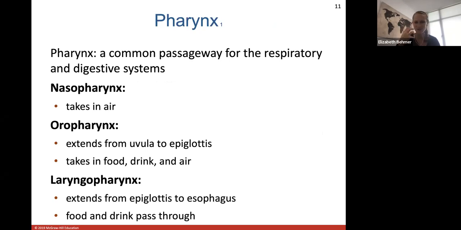So parts of your pharynx will take in air and food. It's another word for your throat, and we divide the pharynx into 3 key parts. Your nasopharynx takes in air behind the nasal cavity.